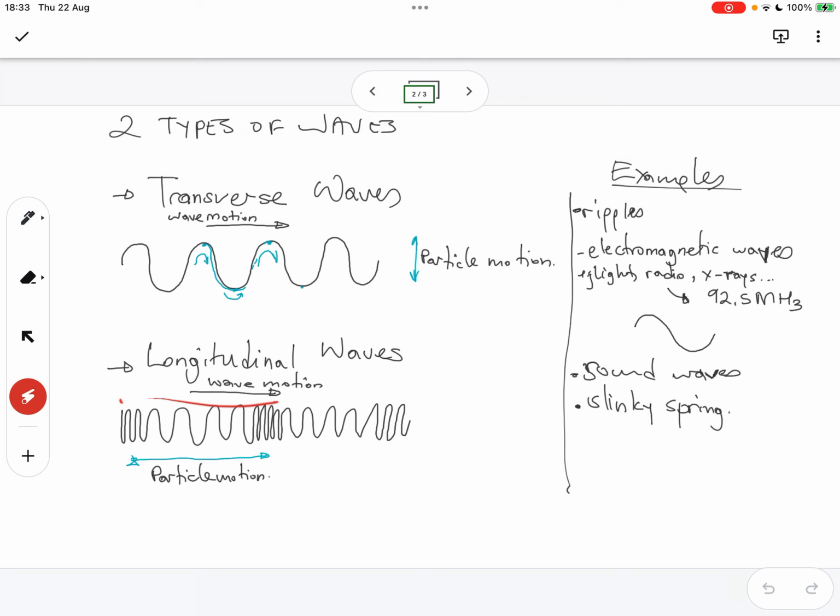And that pulsation is this distance here, where you have a compression and a rarefaction.